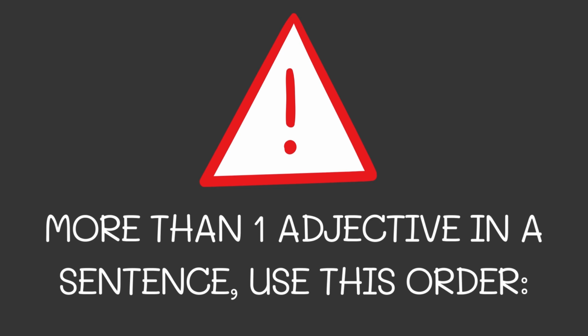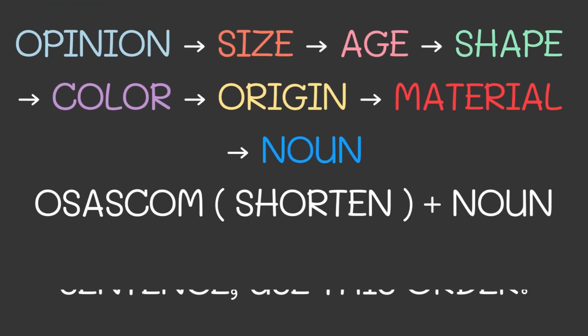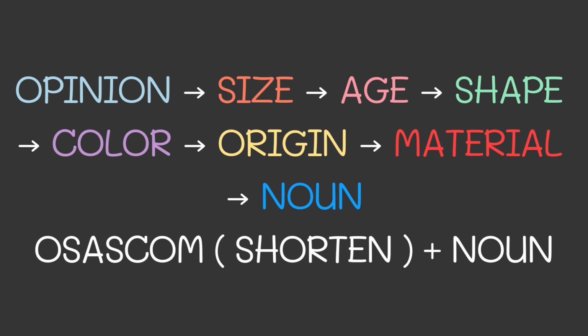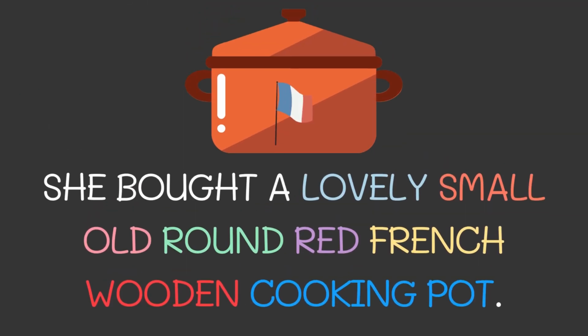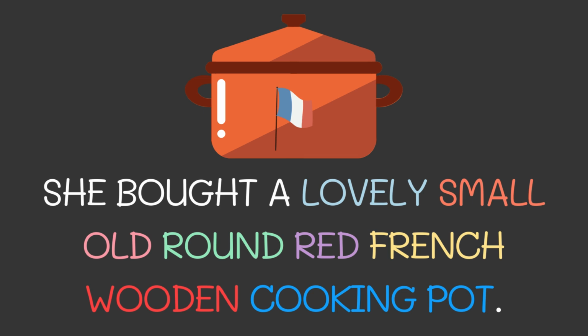When we use more than one adjective before a noun, we follow a natural order in English. The usual order is opinion, size, age, shape, color, origin, material, noun. Here's an example. She bought a lovely, small, old, round, red, French, wooden cooking pot.